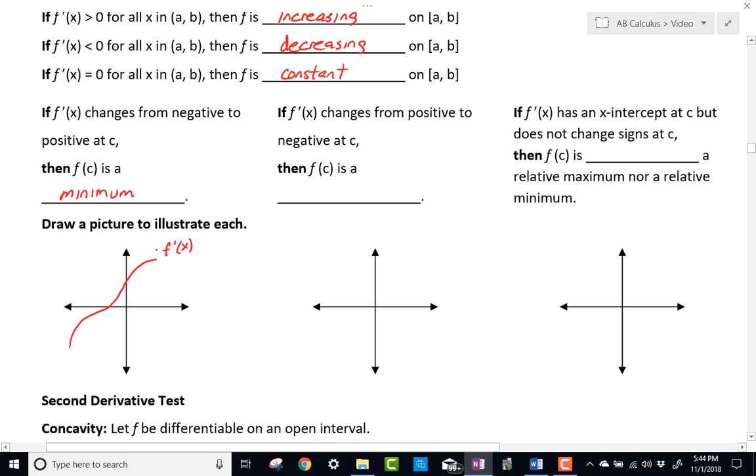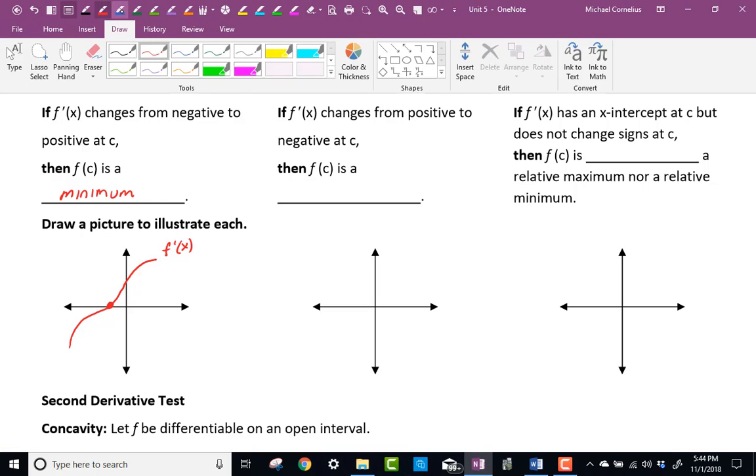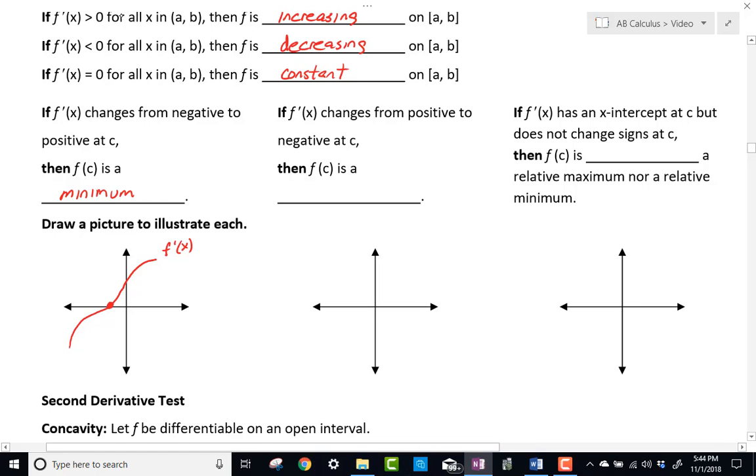Now, anywhere that my derivative is 0, I want to think about this. Anywhere my derivative is 0, that means, let me grab a different color here, that my original function f of x has a min or a max there. Now, if you think about this, since my derivative down here is negative, so f prime is less than 0, that implies that f is decreasing.